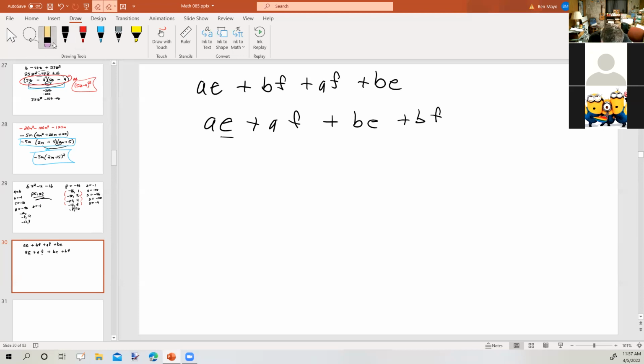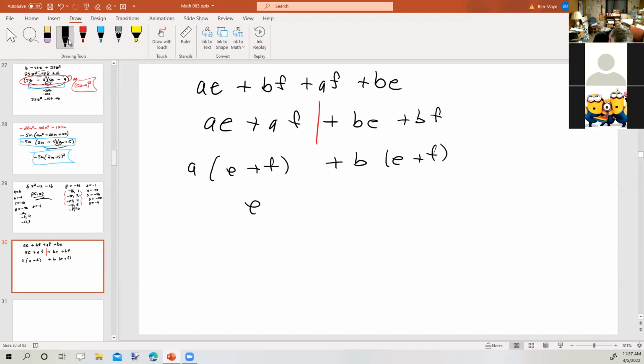Okay. So I'm going to put the A times the E plus the A times the F, and then the B times the E plus the B times the F. Why is that going to work out nicely? Because now I'm going to have A times E plus F, and over here, E plus F and A plus B outside. So then I've got E plus F times A plus B. So sometimes you have to move things around to get them to work out right.